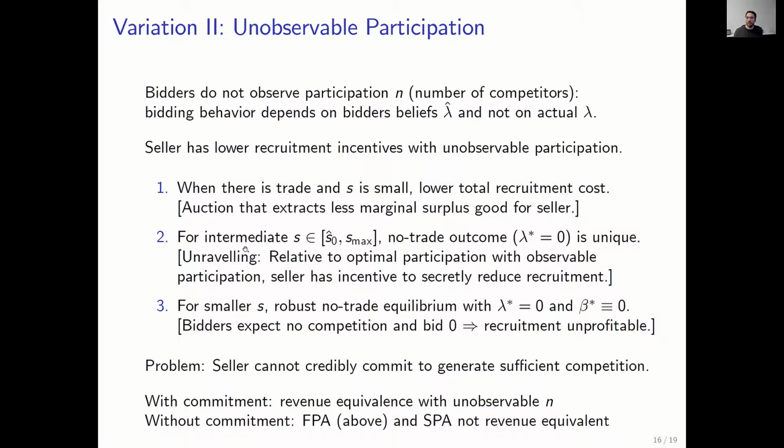Right. So two statements. With commitment, we have revenue equivalence, of course. Even if N is unobservable, it doesn't matter whether I observe how many other bidders there are. If the seller can commit to a lambda, and I don't observe the realized little n, it doesn't matter whether we have first price, second price, or ascending auction. But without commitment, we have these problems, and first price, second price, and ascending price auctions are no longer revenue equivalent. And so the considerations that you're describing kick in, right?